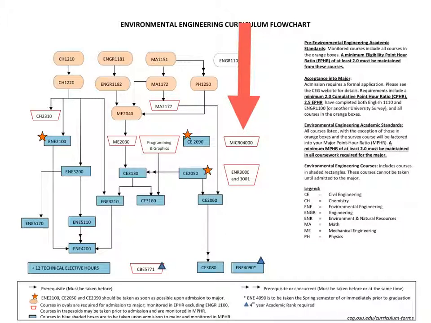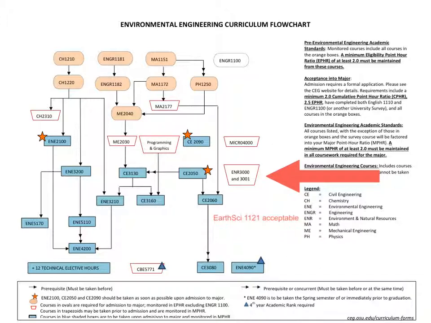You could also take your Environmental 3000 and 3001 course, your soil science course. Under our new requirements, you could actually take Earth Science 1121 instead of that class as well. So if you would prefer to take the Earth Science course as opposed to the soil science class, that is totally fine. From there, you can use the arrows that you see listed here to let you know which courses will be options for you in terms of meeting the requisites.